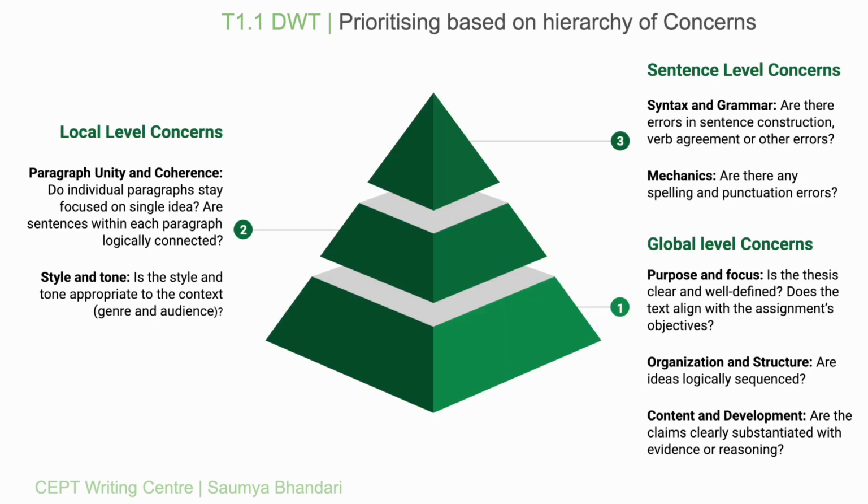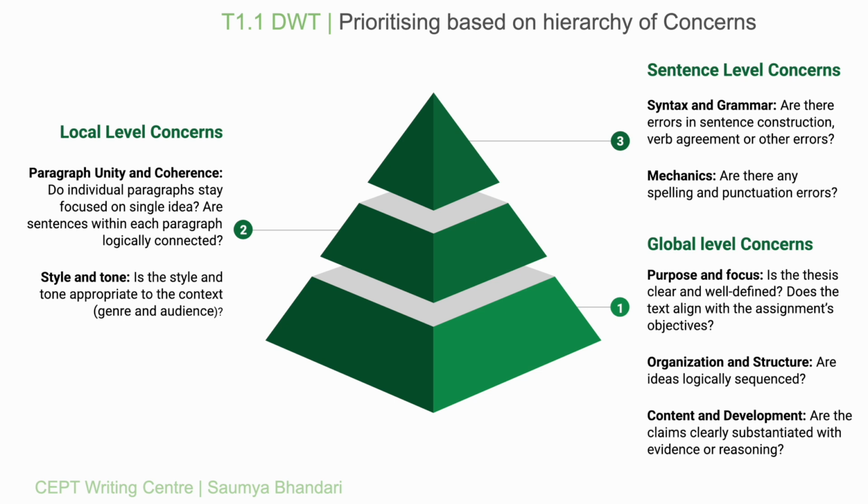One of the most challenging aspects of giving feedback is prioritizing and identifying key issues that students can address to improve the overall quality of their drafts. To start with, we should identify a hierarchy of concerns in the text. This can be broken down into three levels. 1. Global level concerns. These affect the foundation and coherence of the text. 2. Local level concerns. These focus on paragraph level coherence. And 3. Sentence level concerns. These involve grammar and syntax.